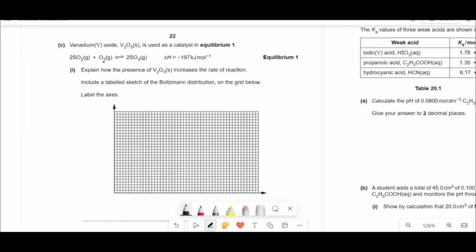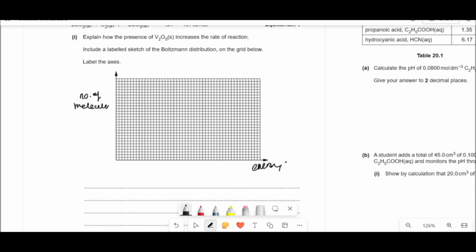Now it says vanadium oxide is used as a catalyst in this equilibrium, and here we have it. It says explain how the presence of this increases the rate of reaction. Include a labeled sketch of the Boltzmann distribution on the grid below and label the axes. On your y-axis, you're going to have the number of molecules. On your x-axis, you're going to have energy. No particle has no energy in this circumstance, but then it gets higher and higher, then lower and lower, and then it levels off. It doesn't actually touch the x-axis at very high energies.